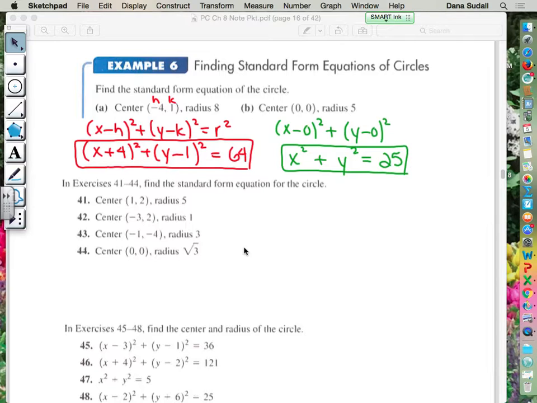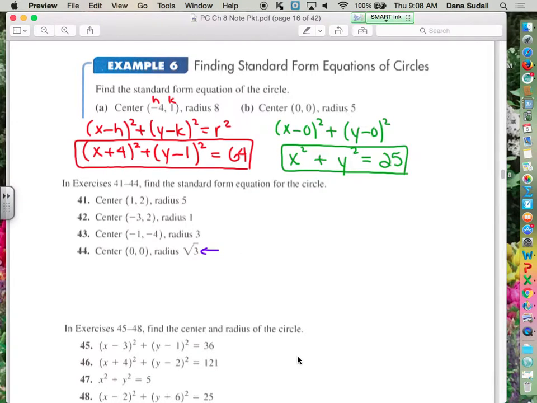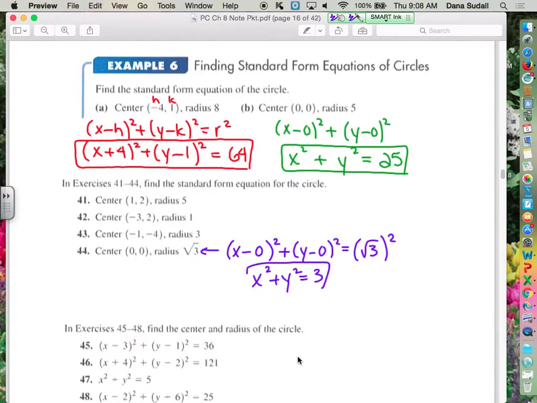Okay, and then these examples are kind of the same idea. We'll just pick one or two of these out to do. Let's do 44 because this one has a kind of weird number for the radius. So the center for that one is 0, 0. So the same idea as what we just did, x minus 0 squared, y minus 0 squared. And then we have to square the square root of 3, which is just 3.